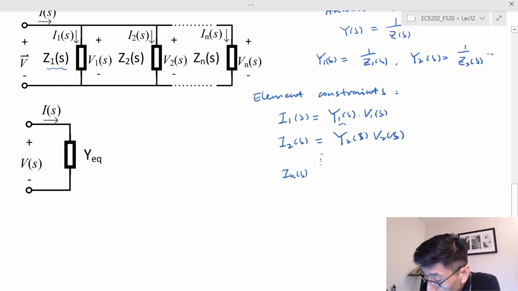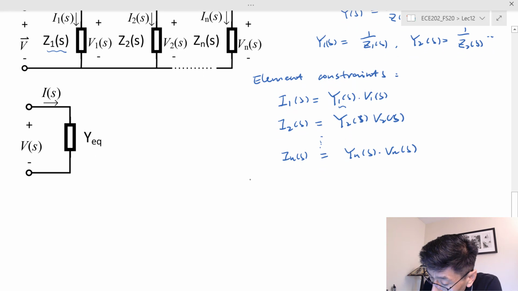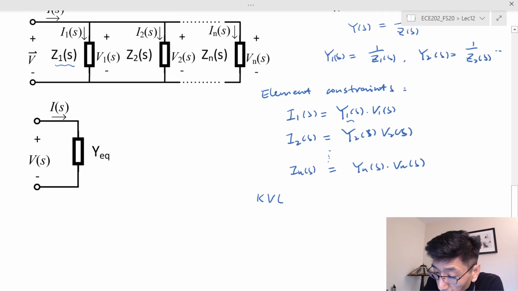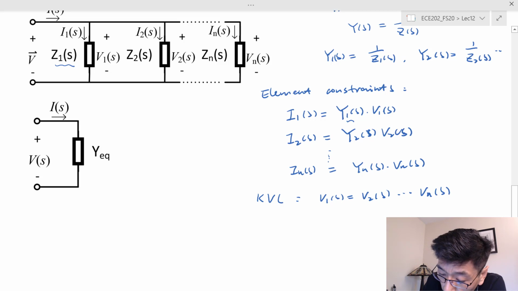I sub ns is equal to Y sub ns times V sub ns, right? And this is the element constraint. Based on the connection constraint, the KVL, since these are parallel connected devices and they form a mesh, based on KVL we have V1s equal to V2s equal to V sub ns. They are all equal to the total voltage. Oh, this is not the phasor, so this should be Vs. Sorry about that.